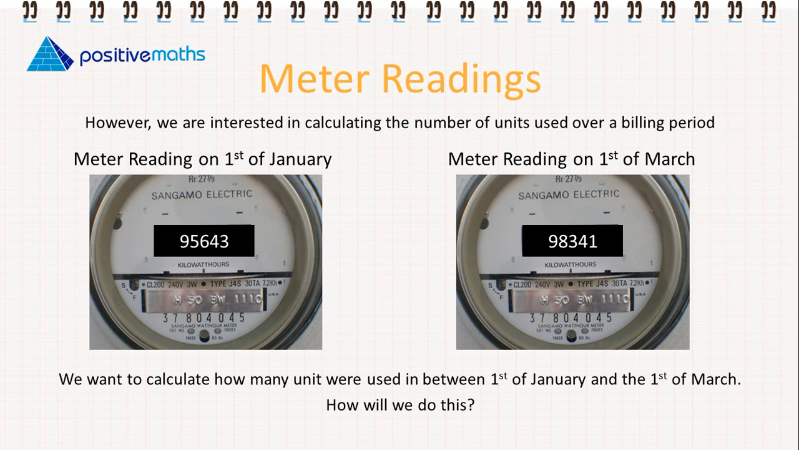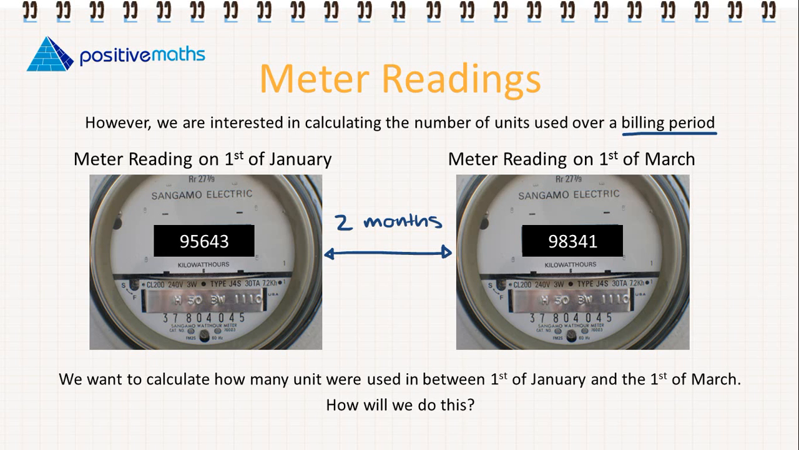So we are interested in calculating the number of units used over a billing period. Again, as I said, this is usually over 2 months. If we look at 2 meters, this was a meter reading on the 1st of January, 95643. And then we have the meter reading on the 1st of March, 98341. So 2 months in between these 2 readings. We want to calculate how many units were used between the 1st of January and the 1st of March. So how will we do this?